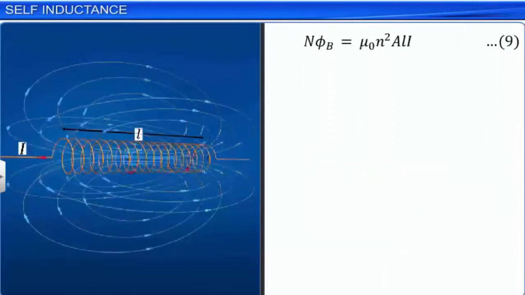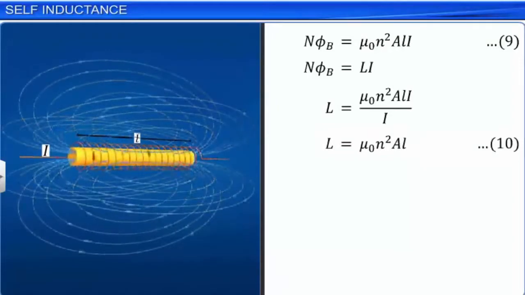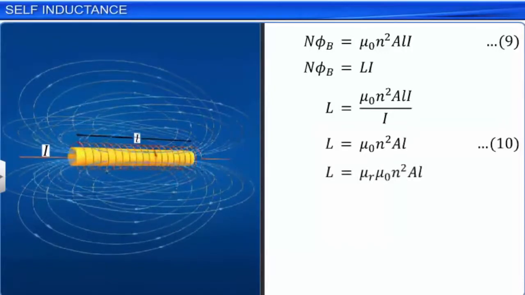We have already established that NΦB is equal to L times the current I. Comparing this expression with equation 9 and simplifying, we get the value of L as L equals mu naught n squared A l. Let this be equation 10. If the space in the coils of the solenoid is filled with a material of magnetic permeability mu R, then L is equal to mu R mu naught n squared A l. Let this be equation 11. Note that the self-inductance of the solenoid depends on the geometry and the permeability of the medium.